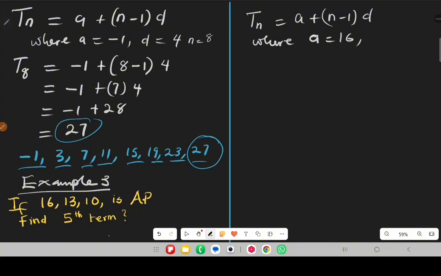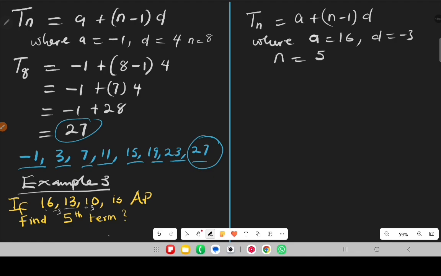How do we find the common difference? Meaning the following term minus the preceding term. 13 minus 16 gives us minus 3. 10 minus 13 gives us minus 3. Meaning the common difference is equal to minus 3. And we are looking for the fifth term. The fifth term is n. n is equal to 5.